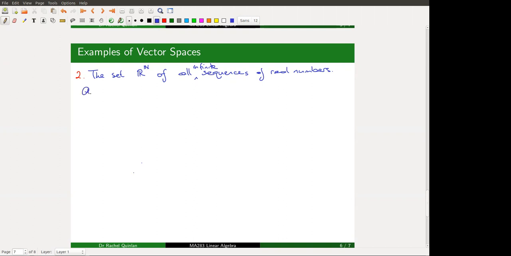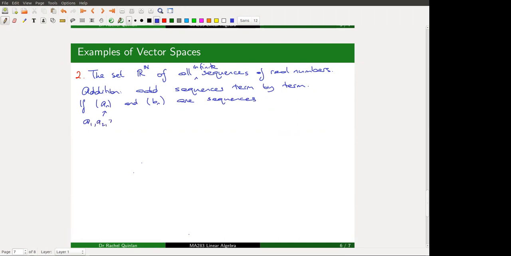The way that addition of infinite sequences works is that we just add sequences term by term. So if you have two sequences of real numbers, let's say an and bn, that means that an is a list of real numbers that starts with a1, a2, a3, and so on, doesn't end. And bn is another sequence of real numbers that starts b1, b2, b3, and so on. Then an plus bn, the sequence which is the sum of those two things, has terms a1 plus b1, a2 plus b2, and so on.